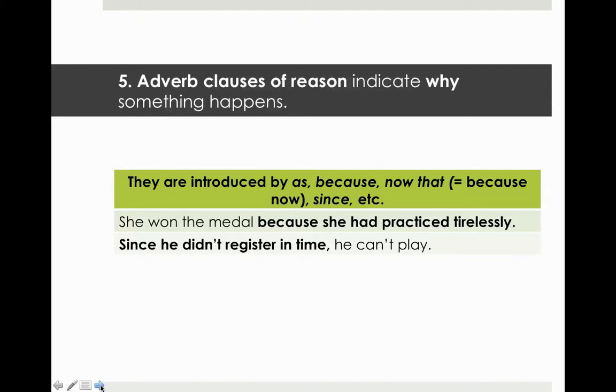And then we have adverb clauses of reason to indicate why something happens. Because, as, now that. Okay. She won the medal because she had practiced tirelessly. Since he didn't register in time, he can't play.